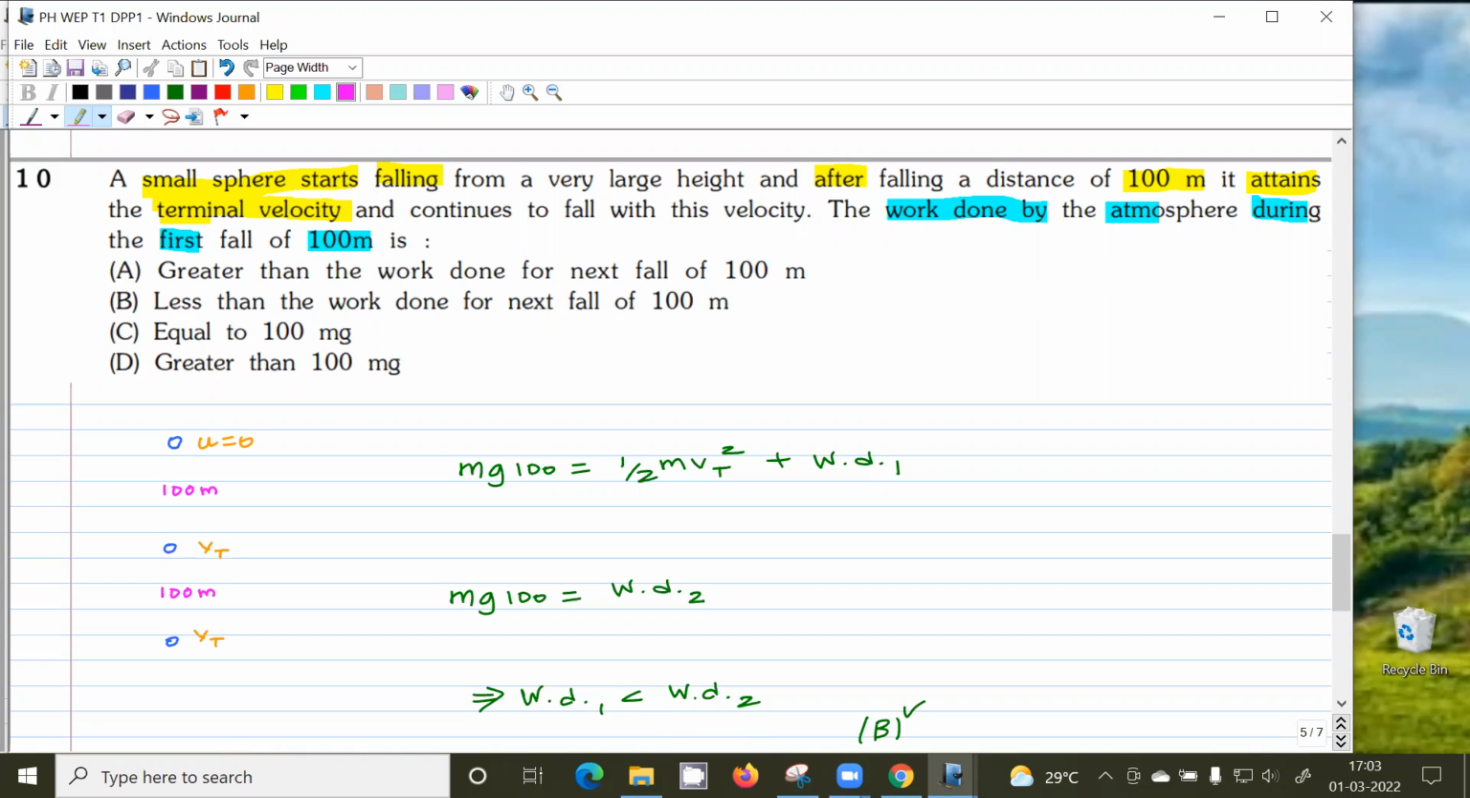So in terms of change in kinetic energy, it will be half m vt square equal to mg 100 plus work done by that opposing force. Yes, this is an equation. The work done by the upward thrust will come on the left side of that expression, sir. So this is the work done by the raindrop or whatever ball is falling. So it has gone in decreasing the energy of the system, right? So it's work done by the system. Okay.